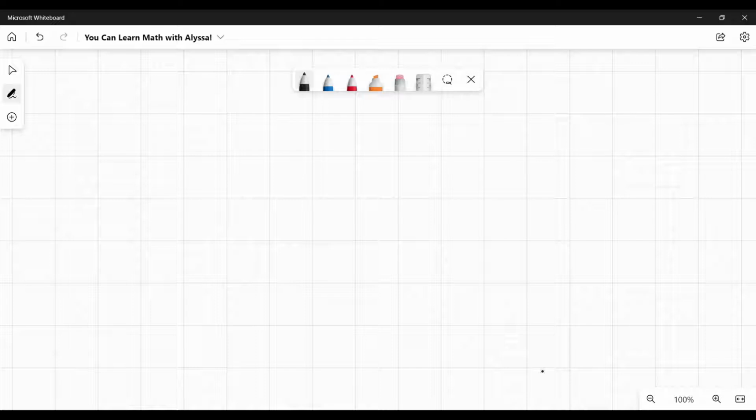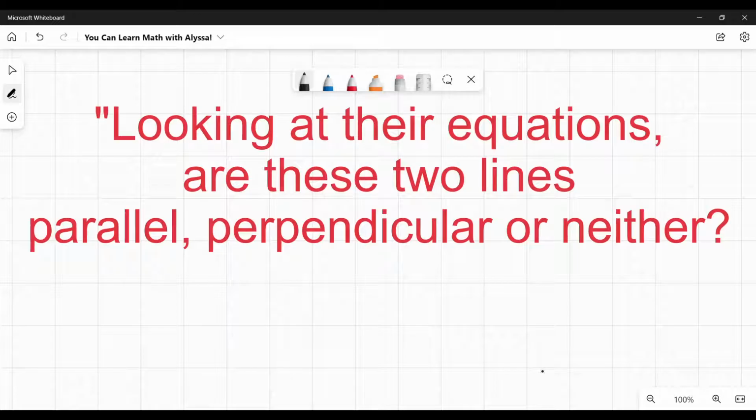Side note, if you need a refresher on what in the slope makes lines parallel, perpendicular, and neither, there is a link to a separate video in the description below that goes into that in more detail. So I'm going to assume you already know that and that we're good to go.